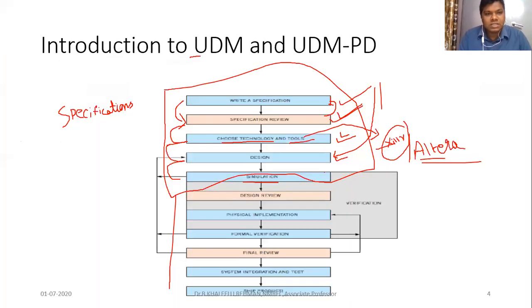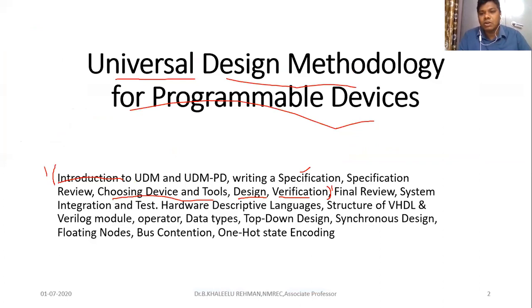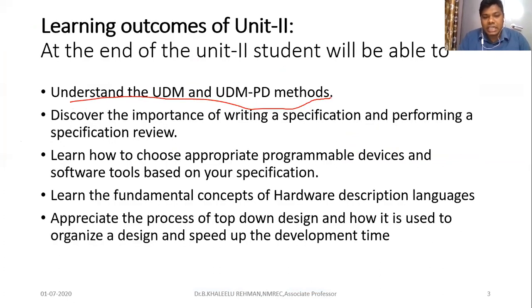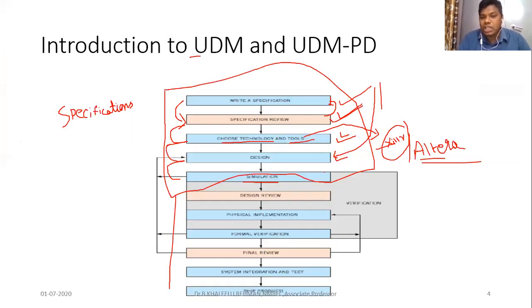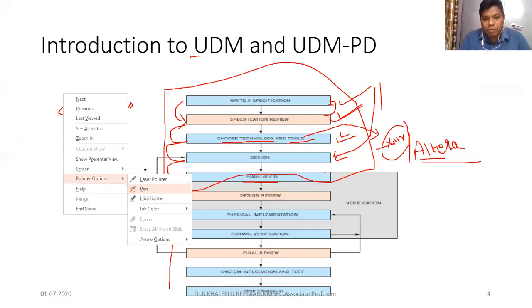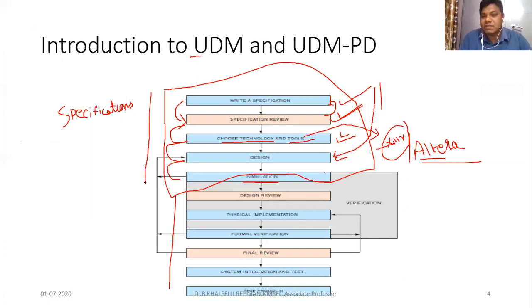So far we have discussed learning outcome 1, which is my sixth lecture. Learning outcome 2 is my seventh lecture. Now I am in learning outcome 3 of the second unit. This is a recapitulation, and we have seen up to the simulation. In the previous lecture, we discussed all these steps: the design specifications, the design review, choosing the technology and tool, the RTL design, and then simulation.